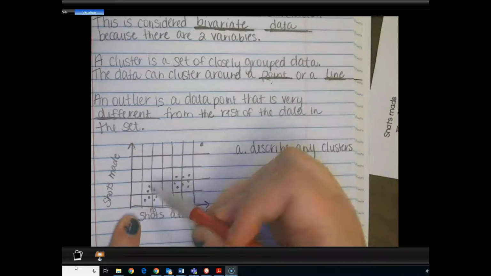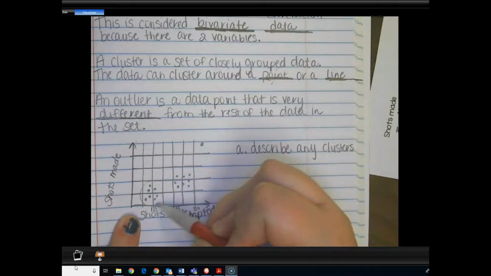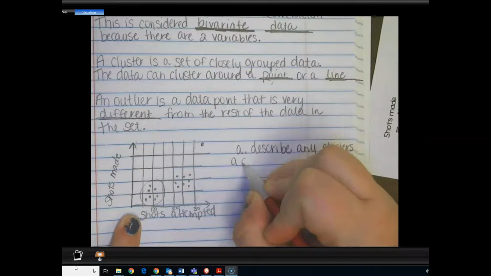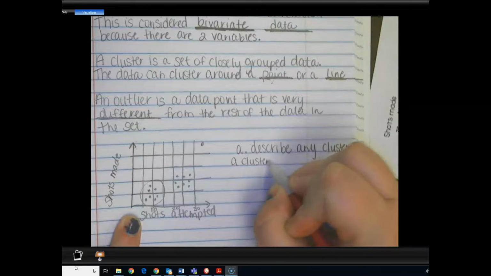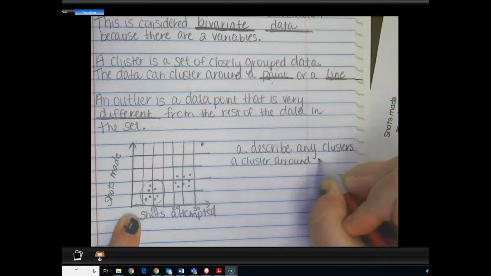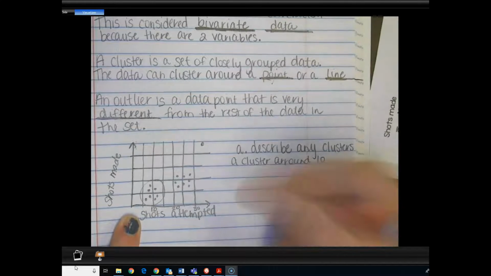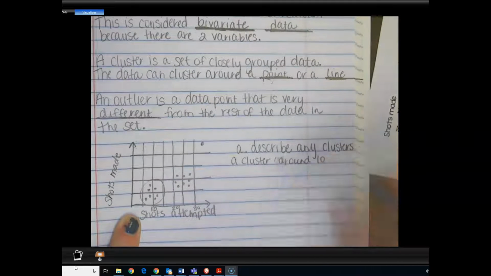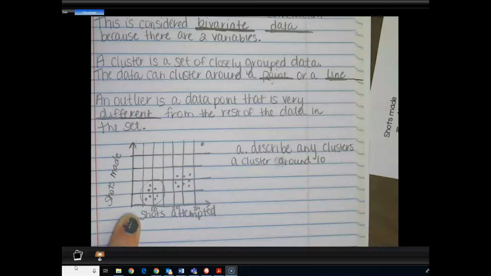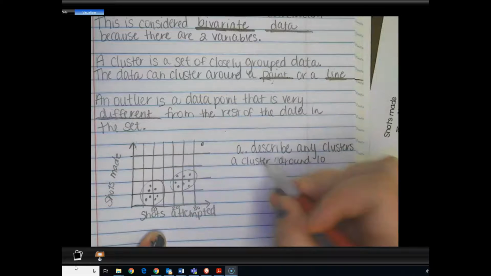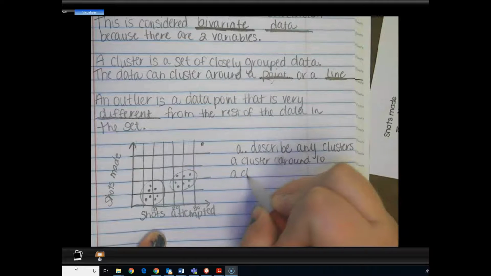So we can see that we have a cluster here, and I'm going to circle it. So I'm going to put a cluster around 10. Oops, I misspelled around. Might be easier if I put my glasses on. And then there's a cluster right here, and I'm going to say a cluster around 25.